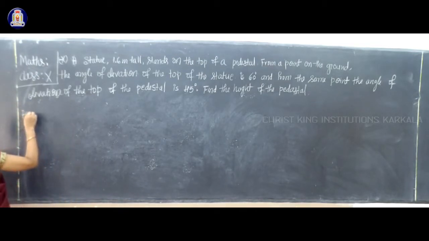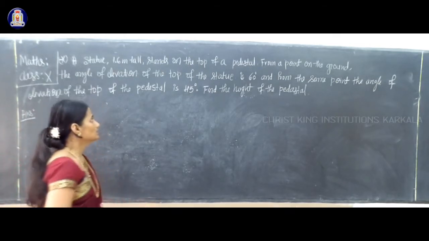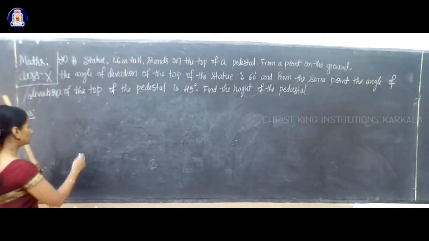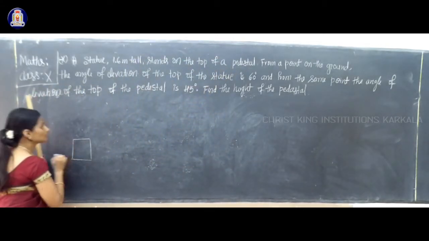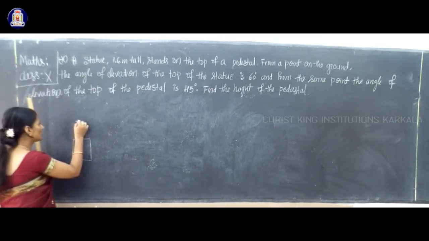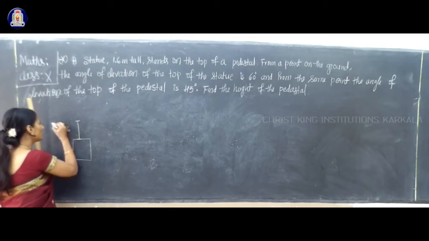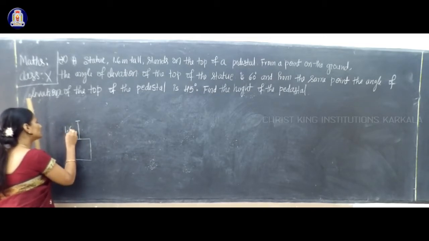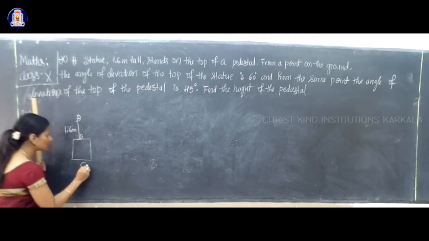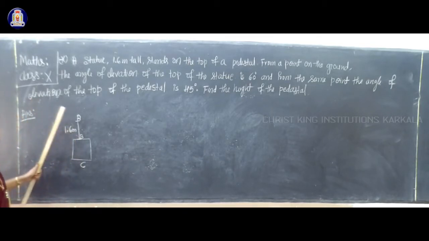So here, for the answer, first I draw a rough figure and give a rough explanation. What is given? A statue stands on a pedestal. So assume this is one pedestal, and on this one the statue is standing. The height of this statue is 1.6 meter. So AB is the statue and BC is the pedestal. The height of the pedestal is not given.